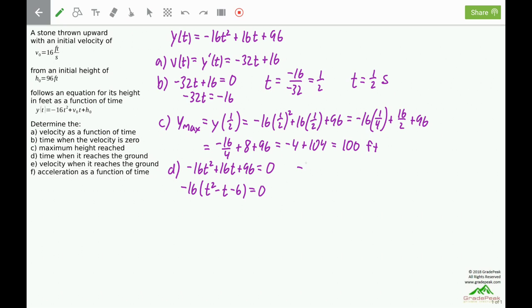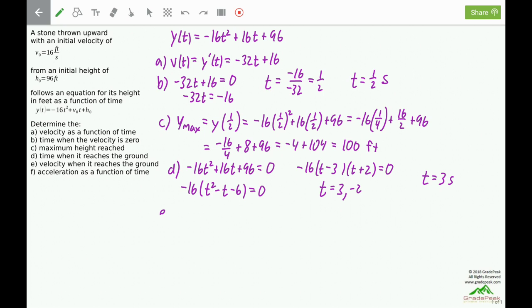We have a trinomial that can factor. So we have a t and a t. We need two numbers that multiply to be a negative 6 and add to be a negative 1. It sounds like negative 3 and positive 2 will take care of that. And we have this equal to 0, so that t is a 3 and a negative 2. Times can only be positive, though, so we can ignore the t equals negative 2, and the only time we have for reaching the ground is t equals the positive 3 seconds.